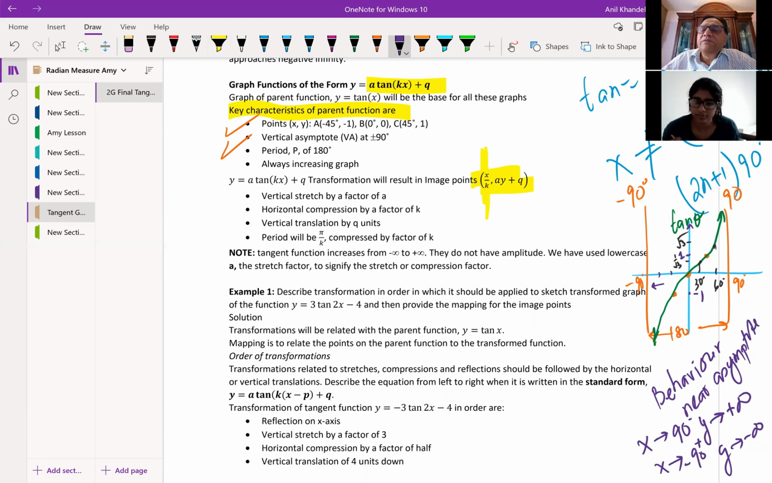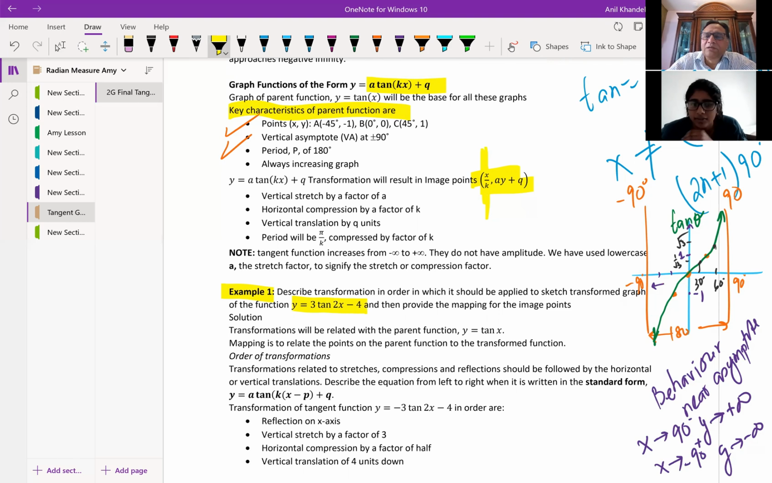Perfect. And you can see from here that domain does have restriction that odd multiples of pi by 2 are not in the domain of tan theta. However, the range does not have any restriction. It goes from -infinity to +infinity. Clear? Yeah. So domain has restriction, range doesn't. Yes. I'd like you to read example 1 now, please. Okay. So describe the transformation in order in which it should be applied to sketch the transformed graph of the function y equals 3 tan 2x minus 4, and then provide the mapping for the image points.